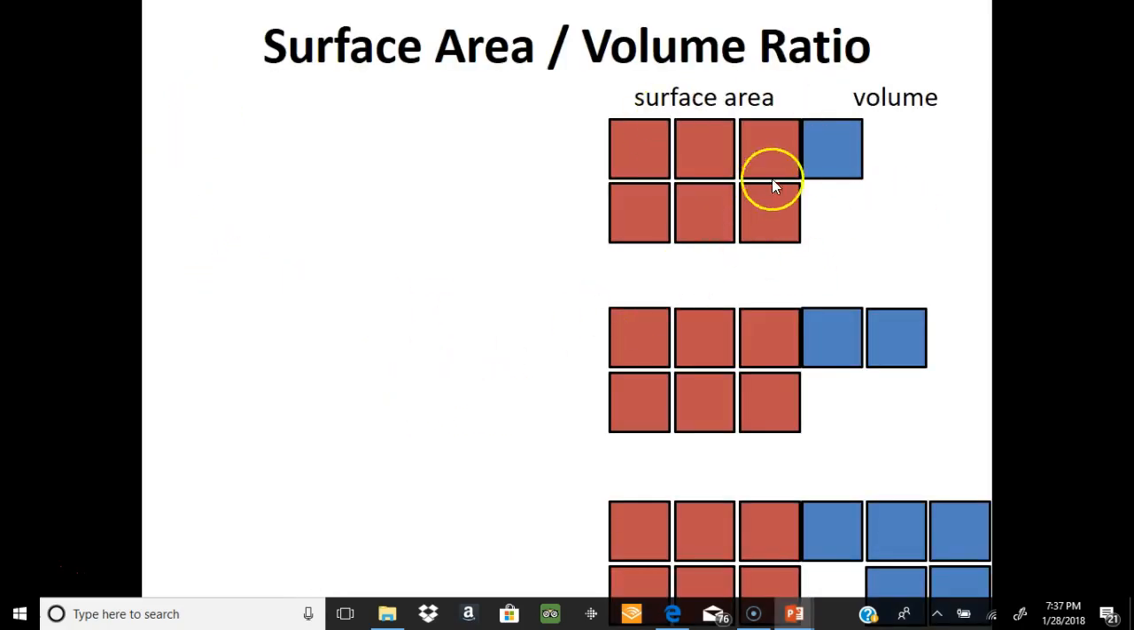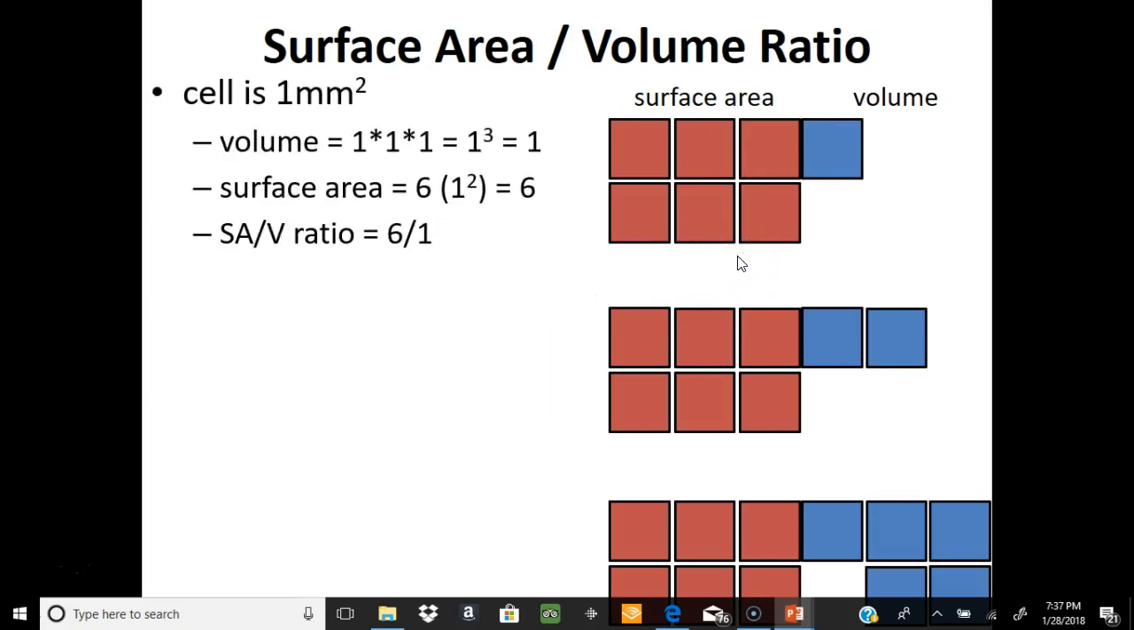And I do have here, let's assume we have a 1 millimeter cube. So the volume would be 1 times 1 times 1, which would give us a volume of 1 cubed, or 1. Surface area is 1 squared, which is 1 again, times 6 sides. So that would be a 6. So the surface area to volume ratio is 6 to 1.